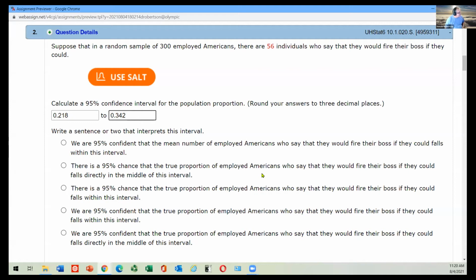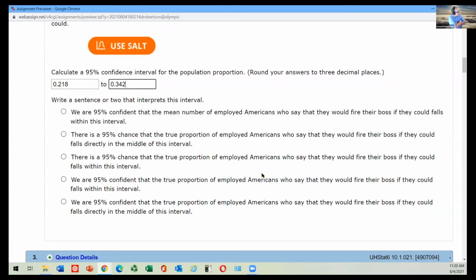And then they have this little sentence at the end. I've missed these sentences, so I should really do one. Write a sentence or two that interprets this interval. So we are 95% confident that the mean number of employed Americans who say they would fire their boss if they could is within that interval. There's a 95% chance that the true proportion of employed Americans who'd fire their boss falls within that interval.